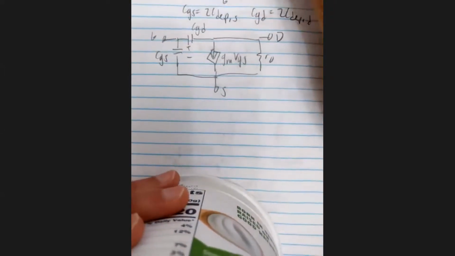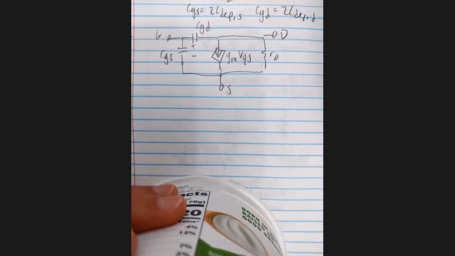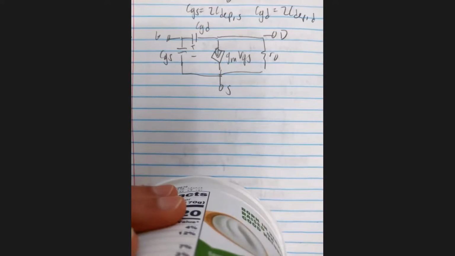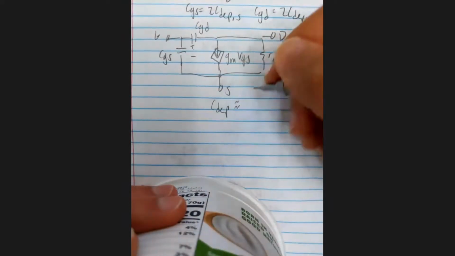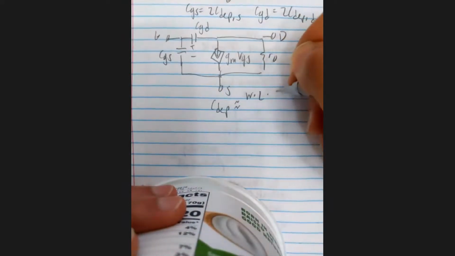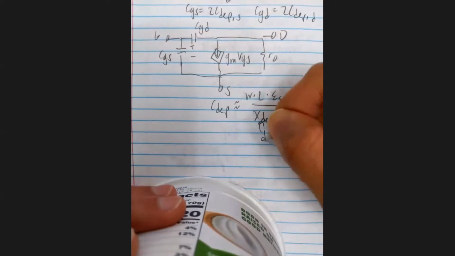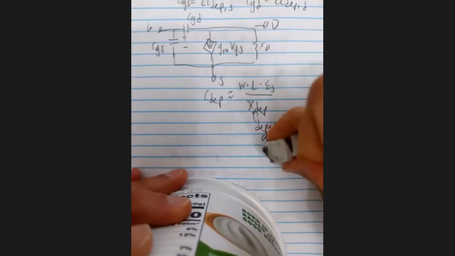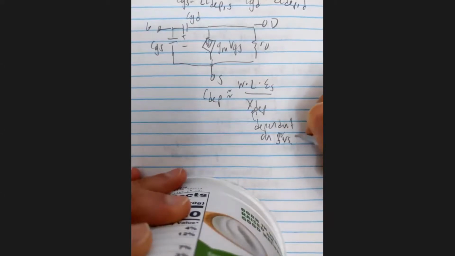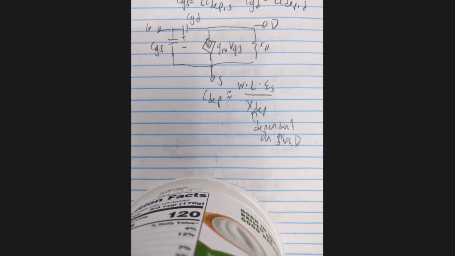And so just to write a fully correct expression, I think we can say that CDEP in either case is approximately equal to W times L times epsilon S over the depletion width, which is dependent on position, or dependent on source versus drain. This is where this problem fell apart, because it's too tough for students to determine that one.